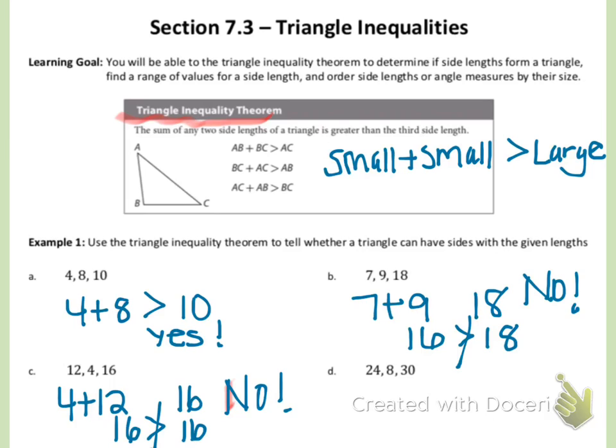This is a good one for you. Just give it a try, and then we'll take a second to see if you think it makes a triangle. And the answer is yes, it does, because I added the two smaller together, they added up to 32, and it was greater than the largest, so this is a yes.